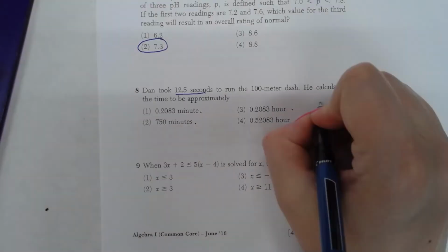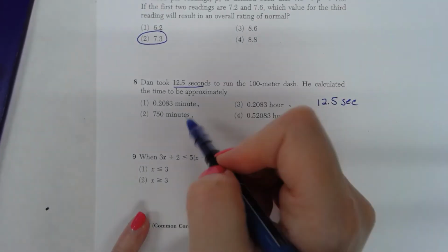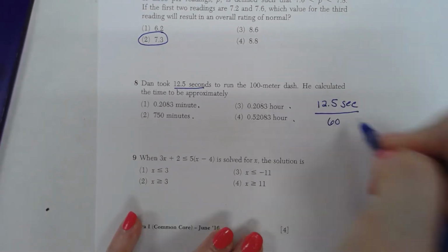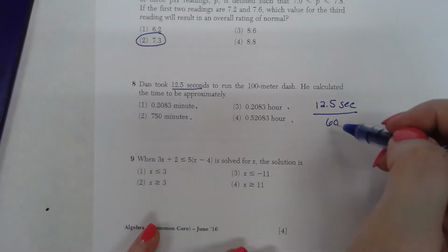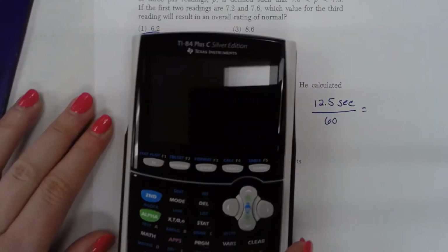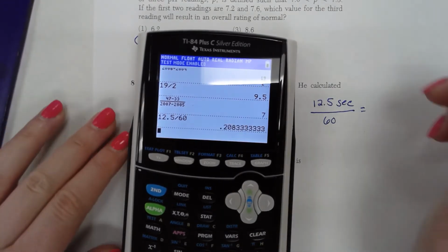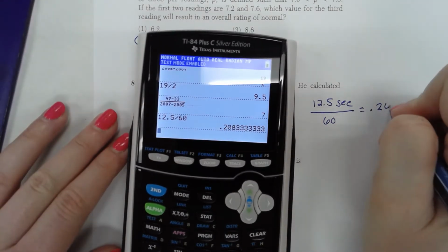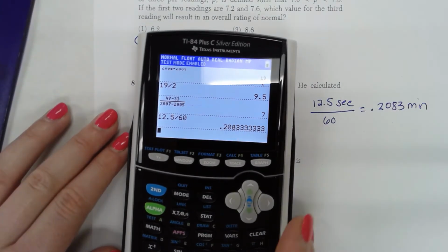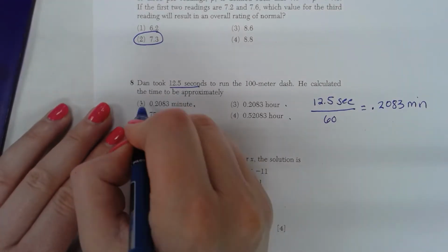Well, if he ran it in 12.5 seconds, then to convert it to minutes, which are my first choices here, I'm going to divide by 60. Okay? Because there's 60 seconds in a minute. So when I divide, let's see what I get. 0.2083, and when I divide by 60, that's minutes. Let me see if that's a choice. And it is. That's choice 1.